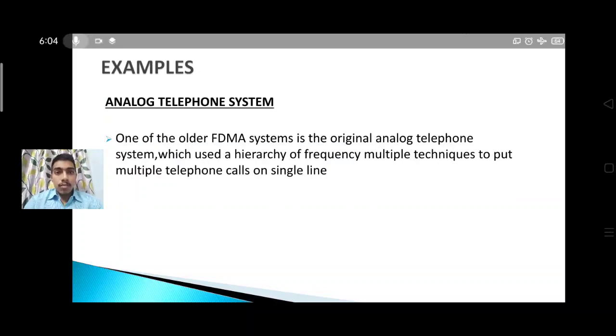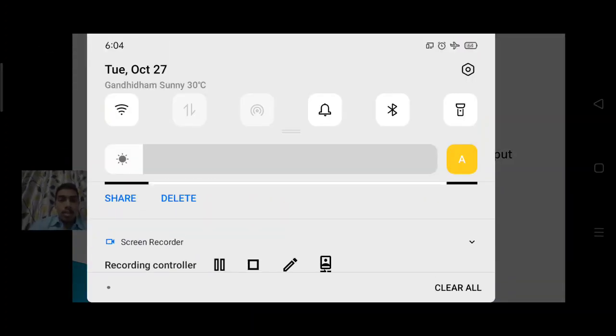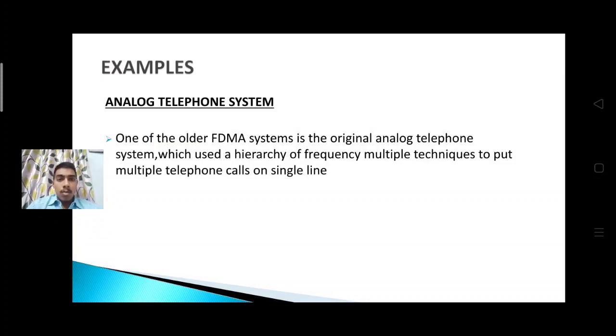Now the example of FDMA: one of the older systems, the analog telephone system of around the 19th century. FDMA was used in the original analog telephone systems, which used a hierarchy of frequency multiplexing techniques to put multiple telephone calls on a single line.